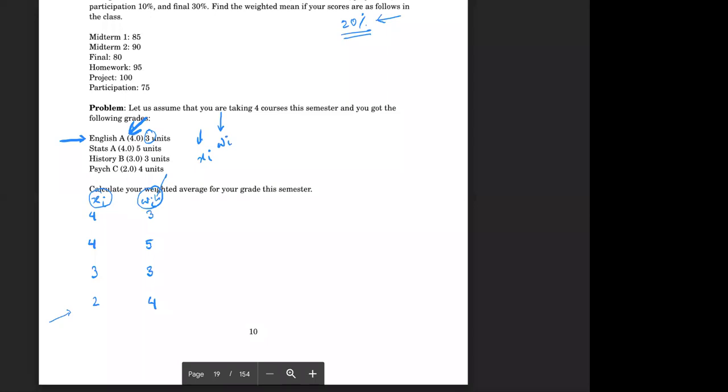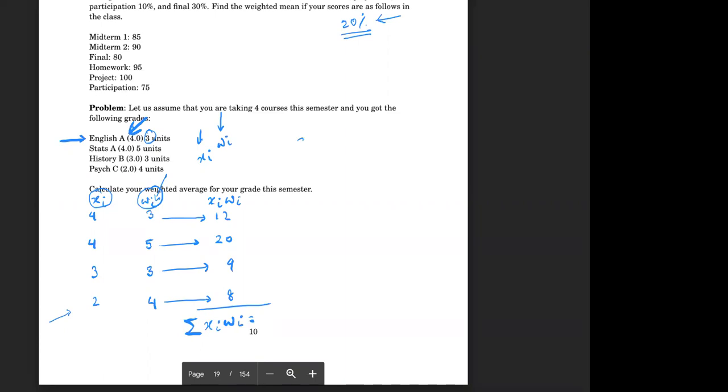So now, after clarifying this, let's find the product Xi, Wi. So 3 times 4 is 12. So that is this. 4 times 5 is 20. That is this. 3 times 3 is 9. 4 times 2 is 8. Now, if I add these numbers, I get my summation Xi, Wi. That means I get the numerator.